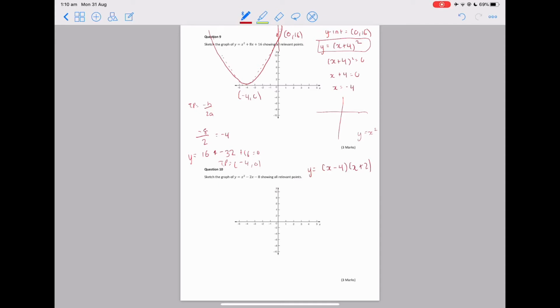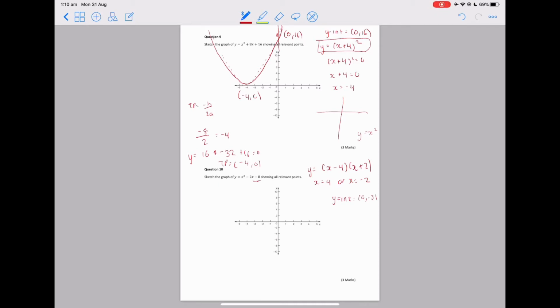Okay, so I factorize it, so therefore I can find out what is my x-intercept quite readily. It's going to be x is equal to 4 or x is equal to -2. Okay, so I found out my x-intercept straight away. I could find out my y-intercept. So my y-intercept is going to be, in this case, -8. So (0, -8). And to find out my turning point, I've got two options.